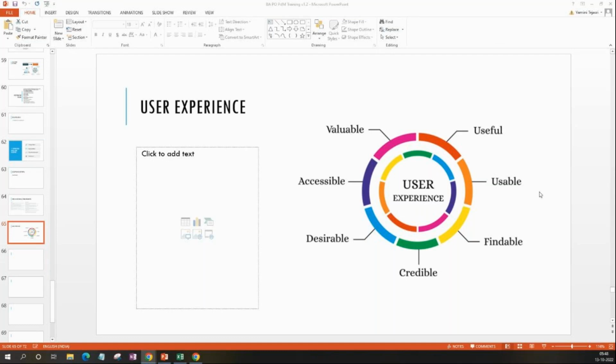That is on usability. Any questions so far? No question. No, I'm good.